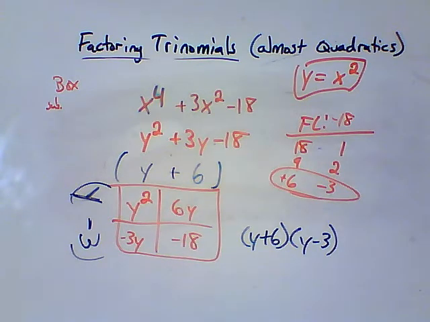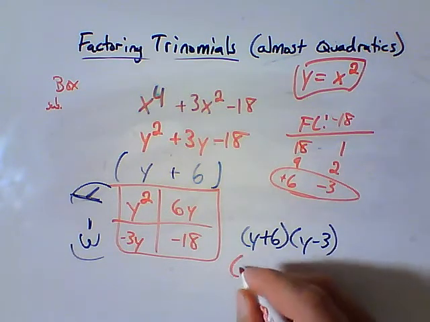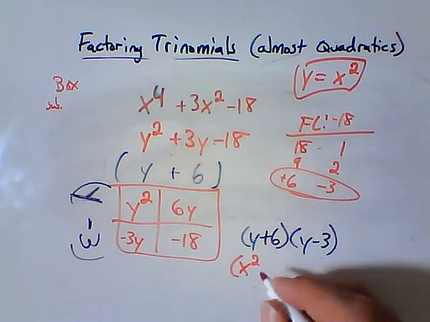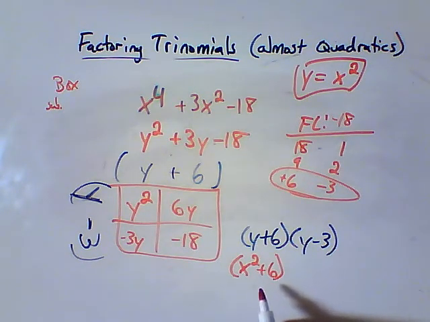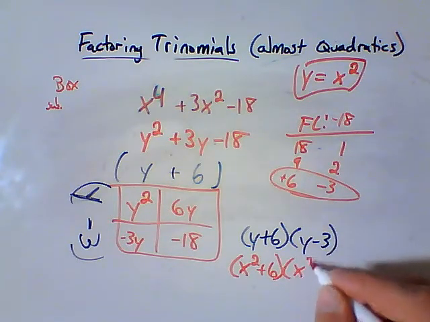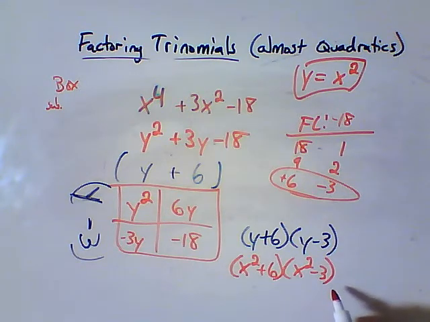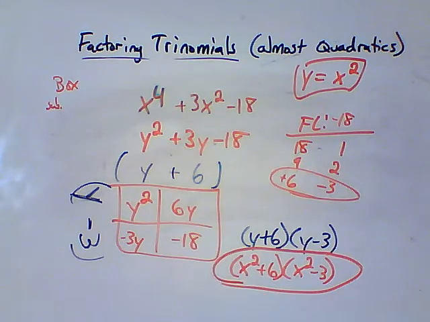Now, I am not finished, because each y is really an x squared. So now I go x squared plus 6. Does that factor anymore? Not nicely. And y minus 3 is just x squared minus 3. That 3 is not a perfect square, so I'll leave it alone. And now that is that one. Are we finished? No! We're not done. I have to show you how to do it with grouping.